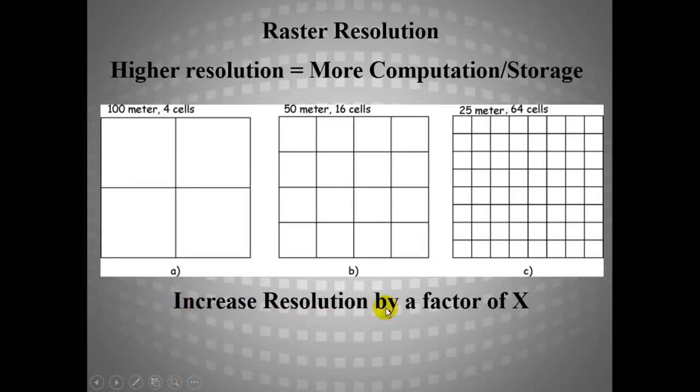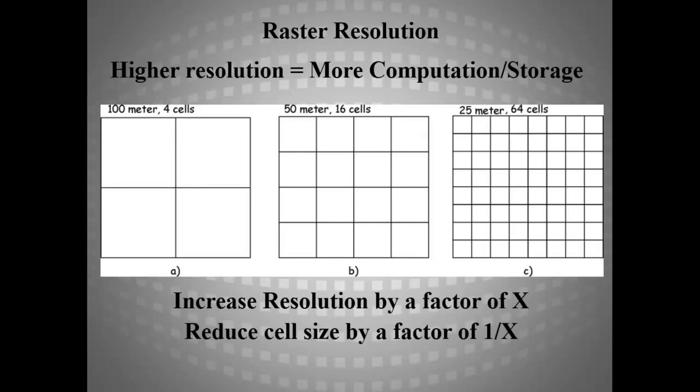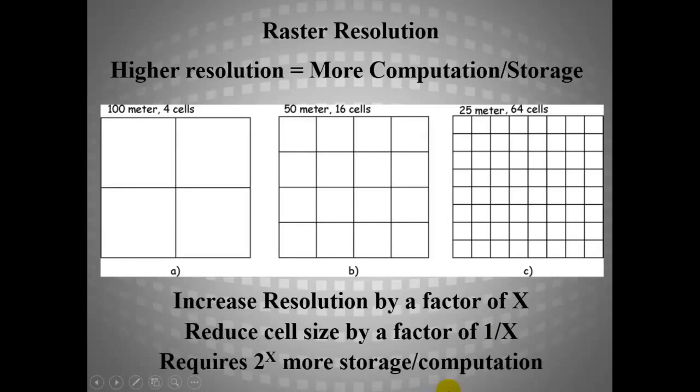So if we increase the resolution by a factor of x, so in this case 2, factor of 2, and then another factor of 2, we have to reduce the cell size by 1 over x. So 100 meter gets reduced to 1 over 2 times 100 meters, 50 meters. And in order to do that, it's going to take 2 to the x more storage space and more computation time. So finer resolution, more storage, more computation.